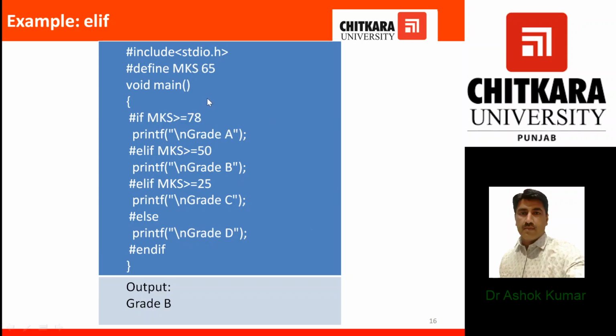So suppose the value of mks is 10, then all the occurrences of mks, this and this, will be replaced by 10. So in that case 10 greater than 75 is false. This will evaluate to false, so it will go to the else part. This will also evaluate to false, so it will go to the else part. This will also evaluate to false, so it will go to the else part. So here it will compile just this line, and you will get the grade as output.